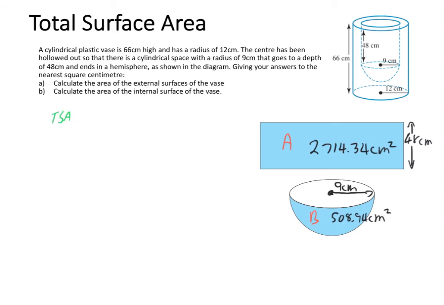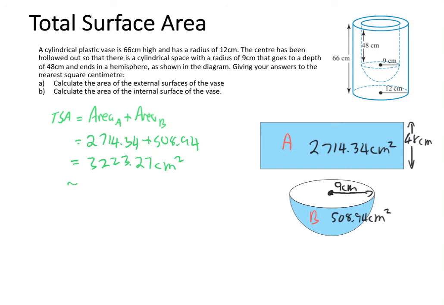So now I can calculate the total surface area of the internal surfaces of the vase by adding my two surfaces together. So total surface area equals area of A plus area of B. So substituting in my values, it is going to be 2,714.34 plus 508.94. So that equals 3,223.27 centimeters squared. Rounding to the nearest centimeter, it's going to be 3,223 centimeters squared. So the total surface area of the internal surfaces of the vase is going to be 3,223 centimeters squared.